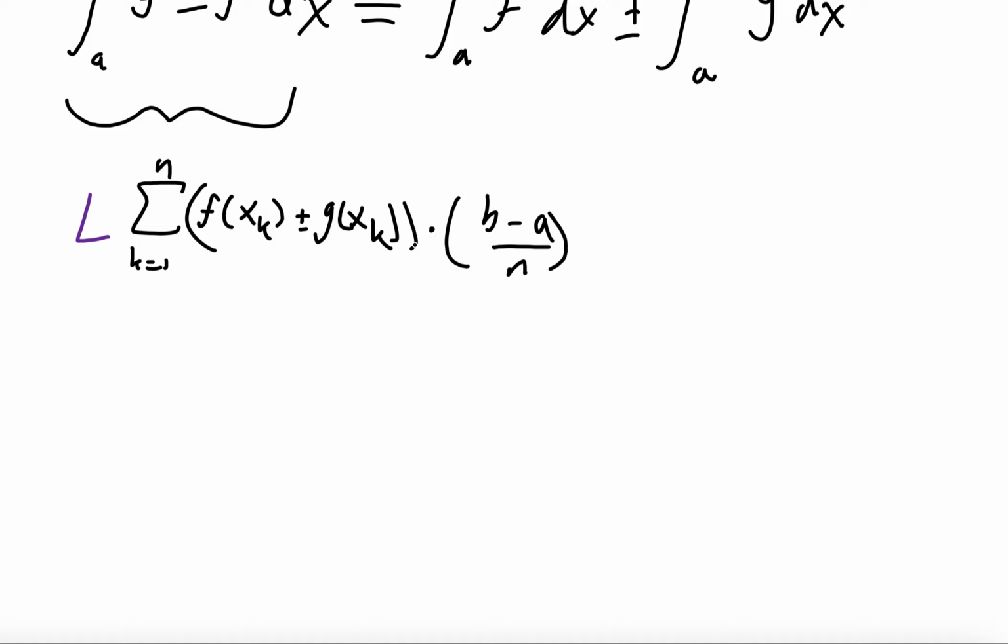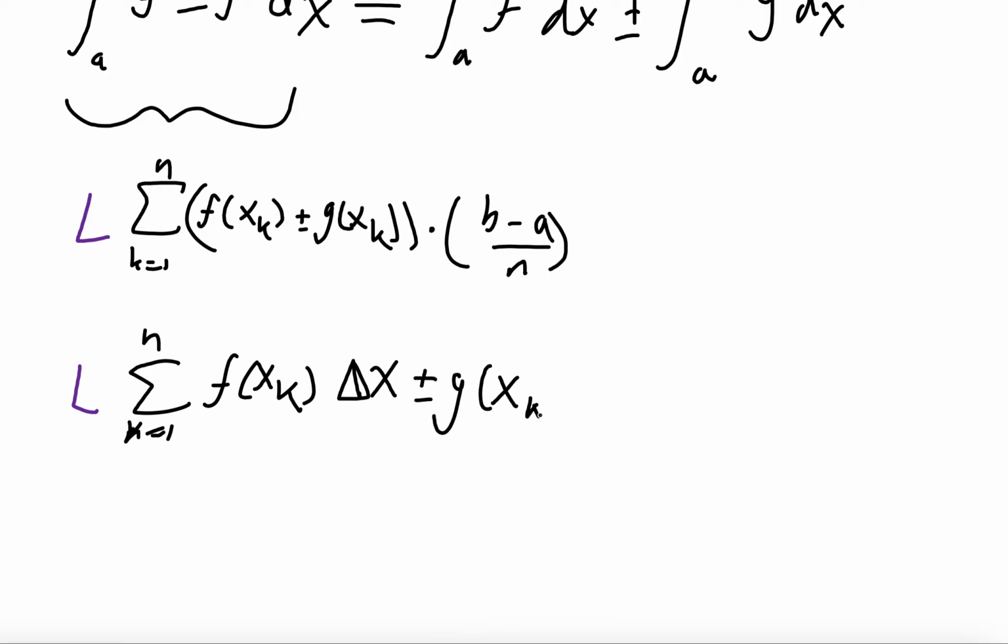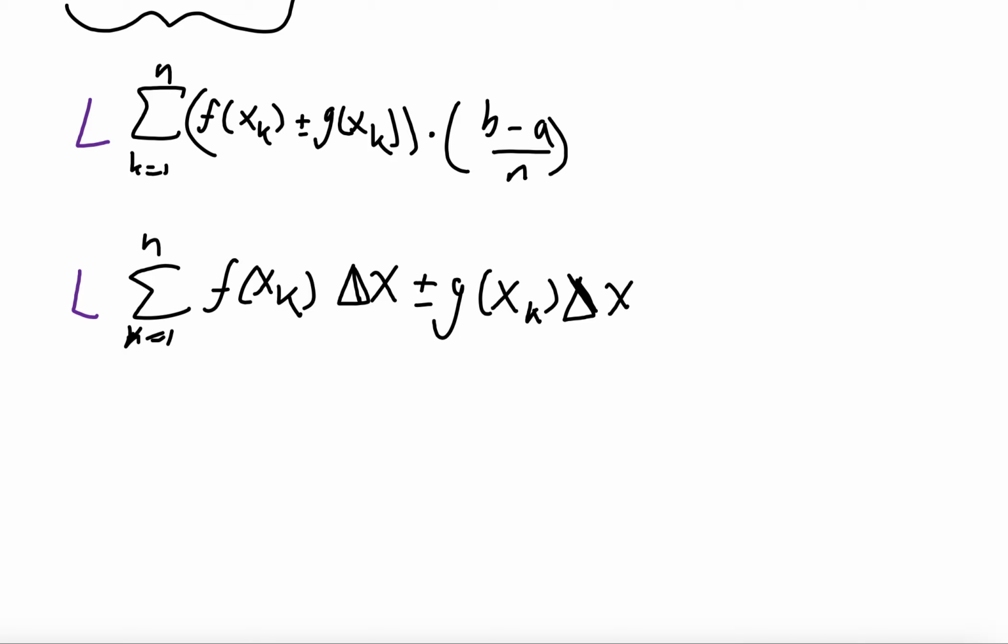Now, of course, within the sigma, you can distribute this b minus a over n term and you get the limit of the sum as k goes from 1 to n of f of xk times b minus a over n, which I'm just going to write as delta x, if that's okay with you guys, plus or minus g of xk delta x. And what a sigma is, is really just a summation. You're just adding a bunch of terms together. And if you're adding terms that are themselves added, it doesn't make a difference. You can split the sigma into two. You can literally just take this term, move it off to the side, and split the sum like this.